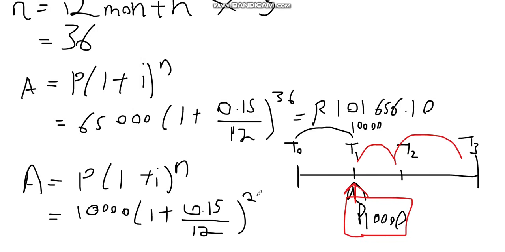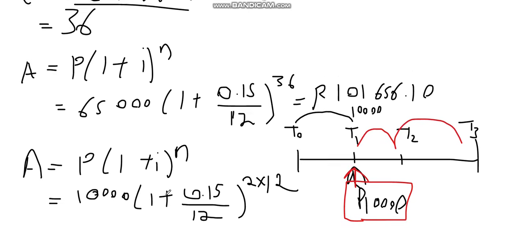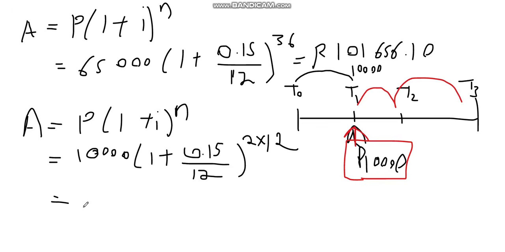Our n, I mean period, will be 2, and then that 2 years we're going to multiply with 12 so that we convert it into months, since our period is in months. Then we put everything in a calculator and we get 13,473. Please verify this, guys. This is the final answer here.